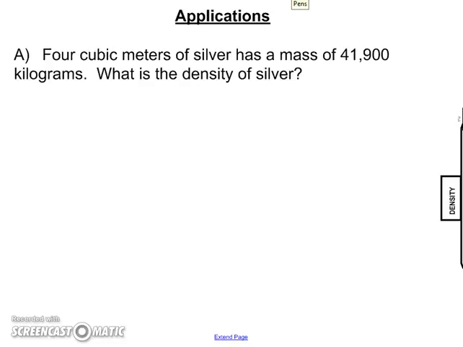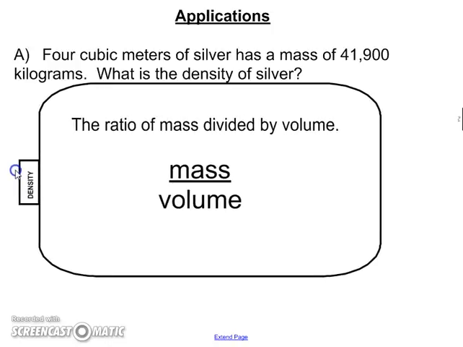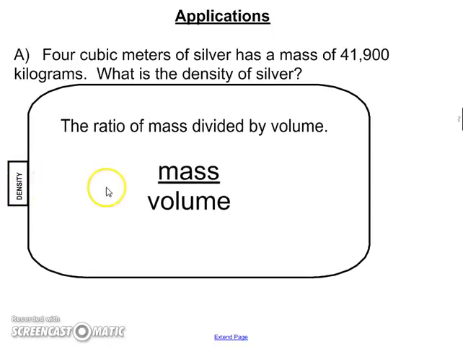4 cubic meters of silver has a mass of 41,900 kilograms. What is the density of silver? Now there is a formula I want you to write down, and that is the density formula. This will show up on assignments over the next few days, so you're going to want to have this down so you can come back and find it. You don't have to memorize it, but you're going to have to be able to use it. Density is the ratio of mass divided by volume. So we're going to take the mass and divide by its volume.